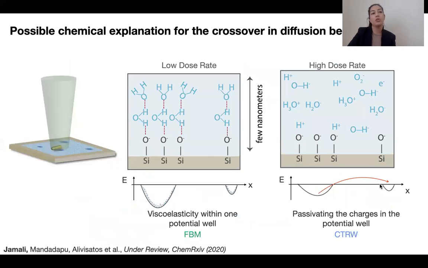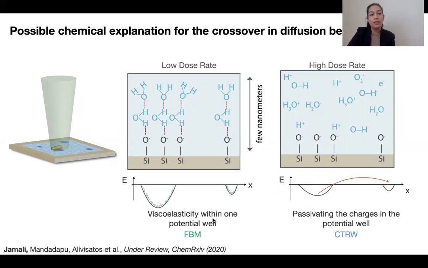So now that we know what sort of diffusion pattern we have in the system, the question we are trying to answer is what gives rise to these diffusive patterns in terms of material properties from a chemistry perspective, because at the end of the day, we are interested in developing microscopic models that would explain this diffusion in this system. So let's go back to the definition of FBM, where we would expect that particles show this behavior when we have a viscoelastic environment.